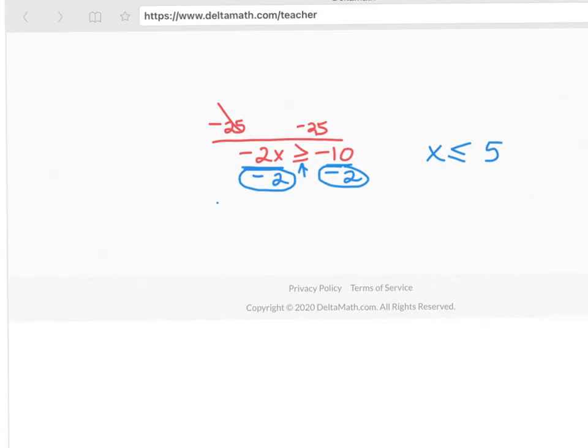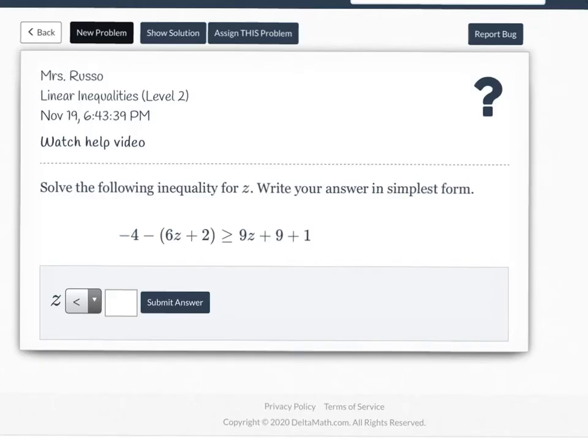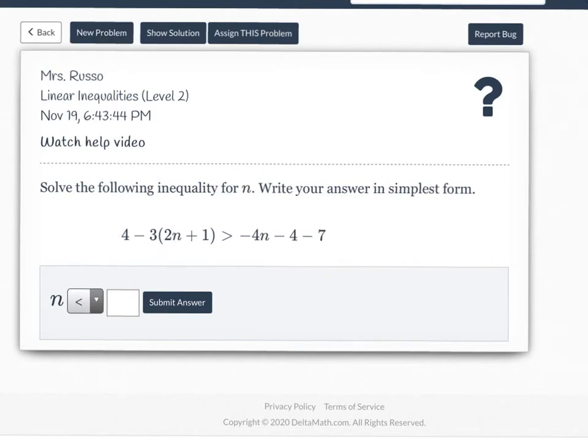And I need a less than or equal to. And again, if I wanted just a less than, I would touch that. I can toggle back and forth between closed circle and open circle. All right, I don't know what just happened at the end of that last problem, but you get the idea.